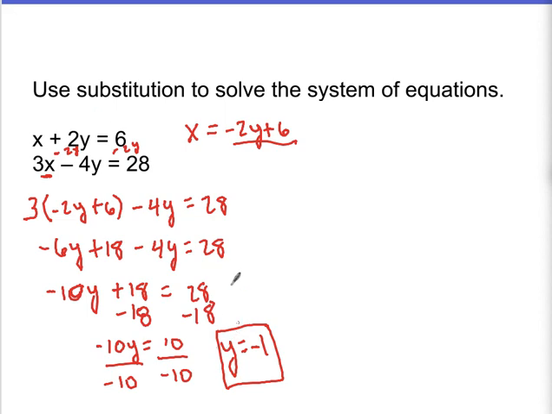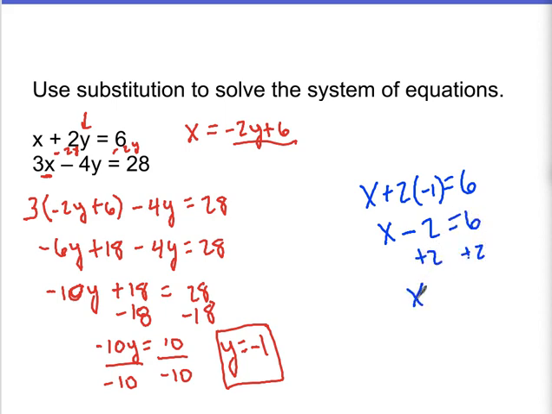All right, now it doesn't matter which one of these I substitute into. I'm probably going to do this one. This one looks like the simpler of the equations. So I thought I switched to blue. So let's do x plus 2 times -1 equals 6. 2 times -1 would be -2, so x minus 2 equals 6. So x equals 8. 8, -1 is our ordered pair.